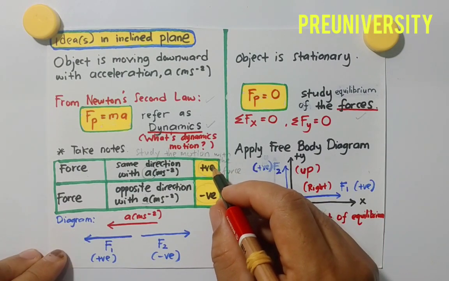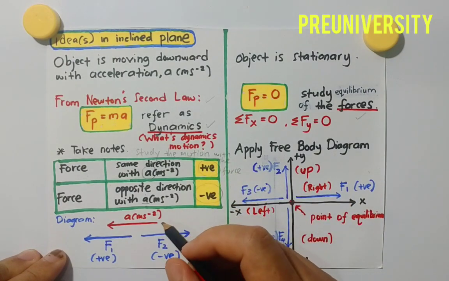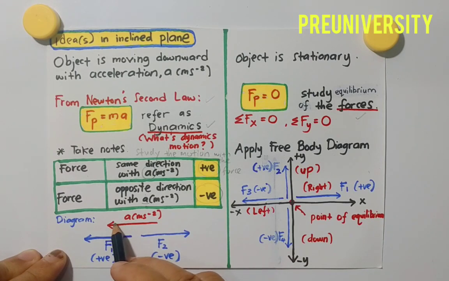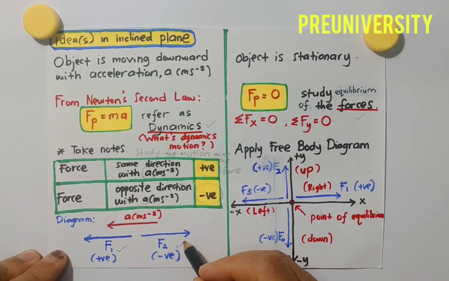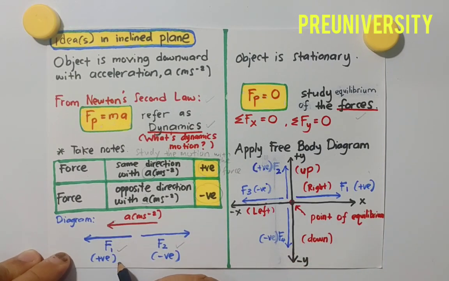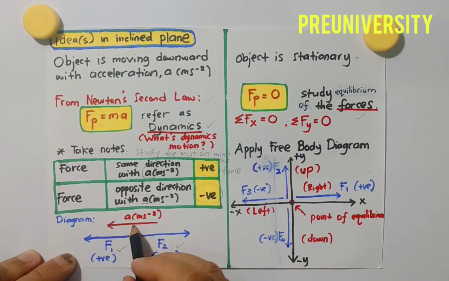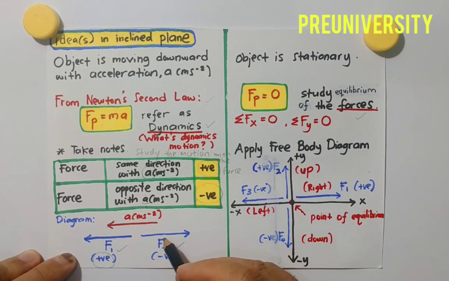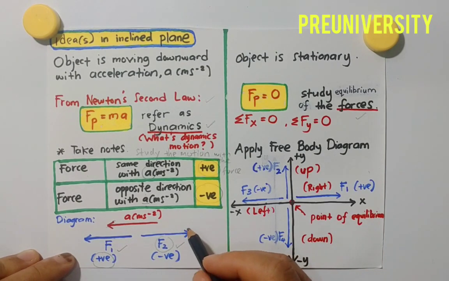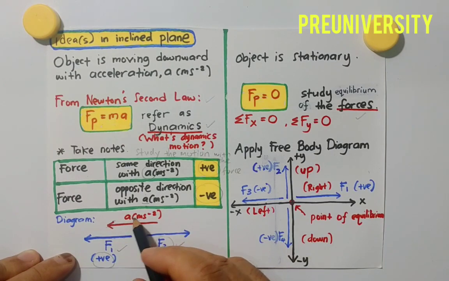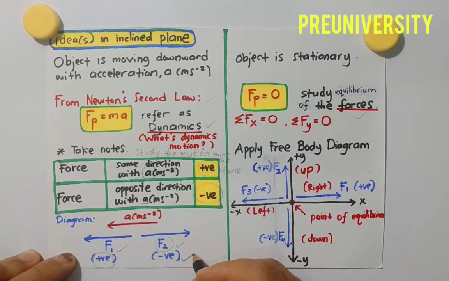Then we can refer to this diagram. Here is the direction of A, from the right to the left, for example, and we have two forces here, F1 and F2. F1 is in the same direction as A, so we take it as positive. And for F2, it is very clear here that it is in the opposite direction to A, so we take it as negative.